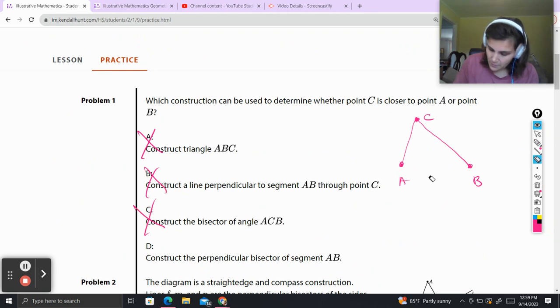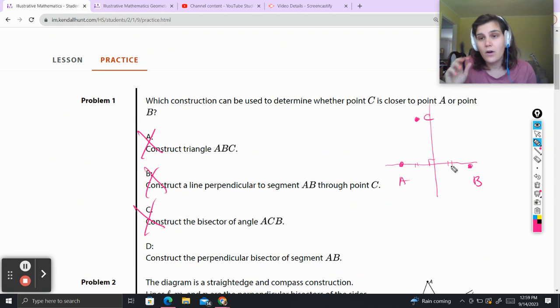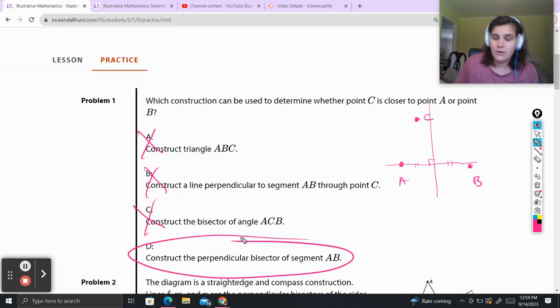In D, let's hope this is our correct answer. Construct a perpendicular bisector of segment AB. So I have AB. I'm constructing a perpendicular bisector. I know this segment is the same length as this segment. And what I also know is that any point on this line is equidistant from A and B, which tells me if C is on the left of this line, it's going to be closer to A, and if C is on the right of this line, then it's closer to B. So D would be our correct answer.